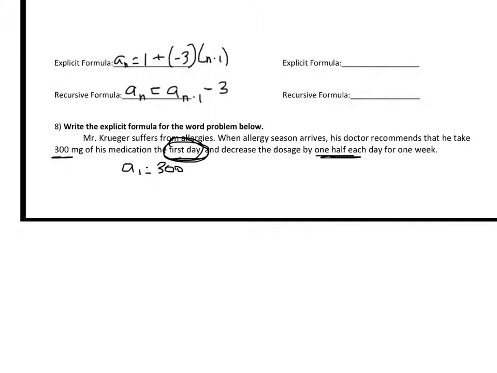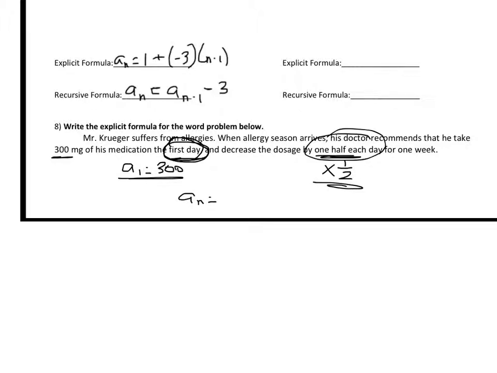Okay, decreasing by 1/2. Well, if I start with 300 milligrams, if I want to take half of it, I could subtract 150. But then if I subtract 150 again, that's not taking half of 150. So it can't be arithmetic. It's got to be geometric. So if I want to take 1/2, that's the same as multiplying by 1/2 over and over and over again. Well, all I need are my first term and my common ratio.